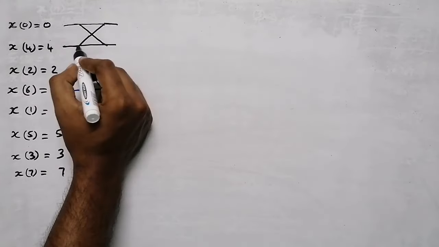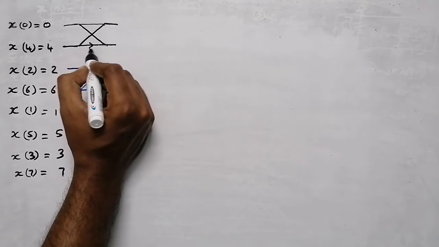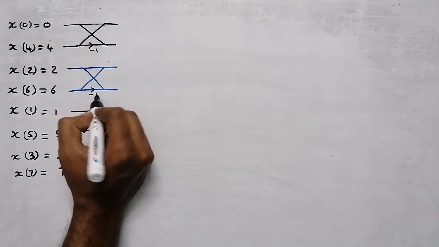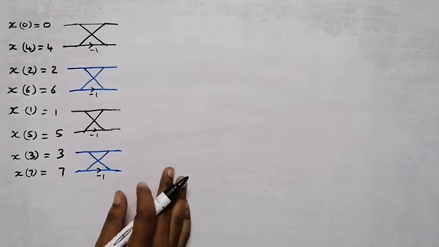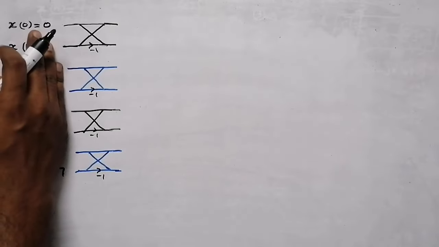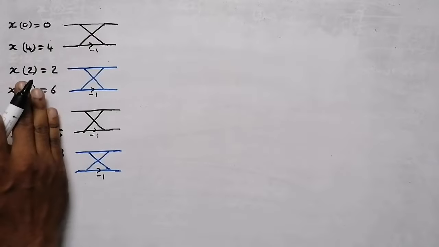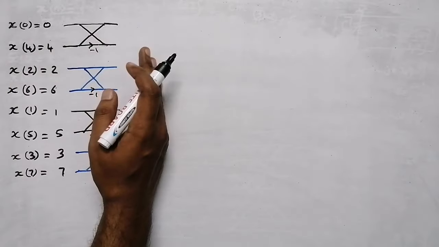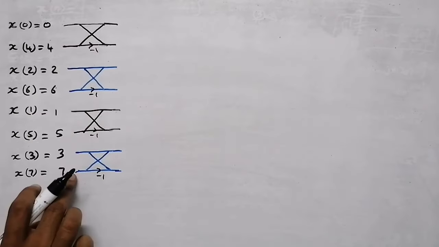Now the baseline. The baseline of all the 2-point DFTs, put minus 1. Minus 1, minus 1, then minus 1. Now in DIT FFT, we need to multiply with the twiddle factor before the cross mark. Before this cross mark, we need to multiply. In DIF, after the cross mark. In DIT, before the cross mark, we need to multiply with the twiddle factor.